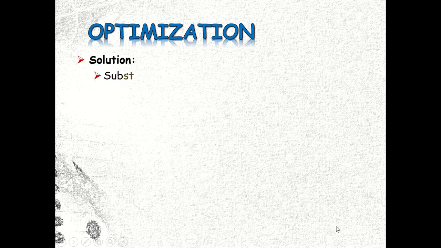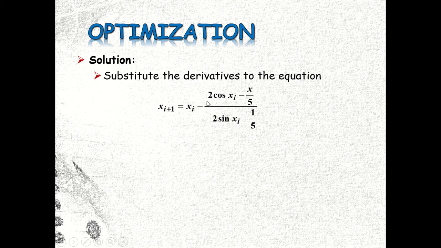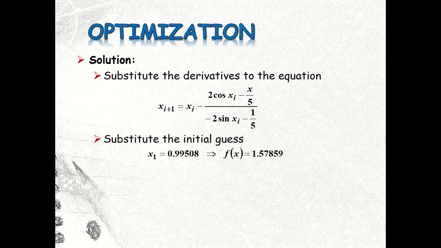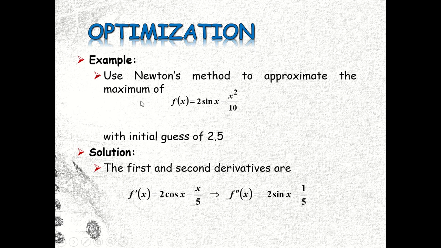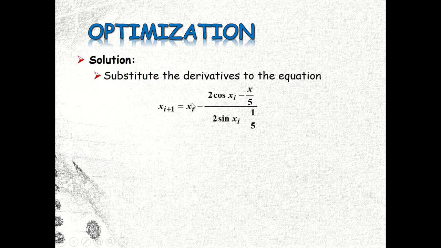Then substitute into the equation. So our equation now becomes x sub i plus 1 equal to x sub i minus (2 cosine x sub i minus x sub i over 5) divided by (negative 2 sine x sub i minus 1 over 5). Then substitute the initial guess. Our initial guess was 2.5. This is our x sub i. So substituting it into the equation, this is 2.5 minus (2 times cosine of 2.5 minus 2.5 over 5) divided by (negative 2 times sine of 2.5 minus 1 over 5).